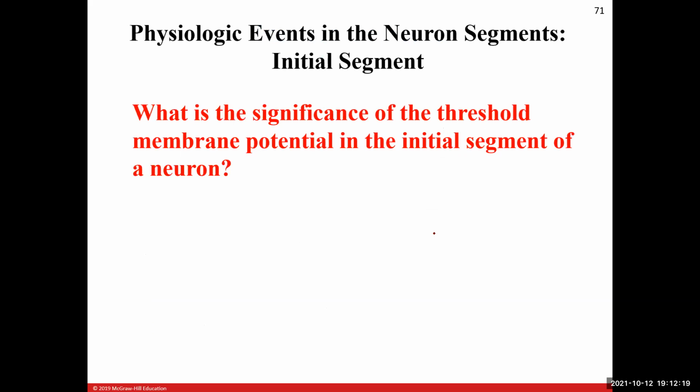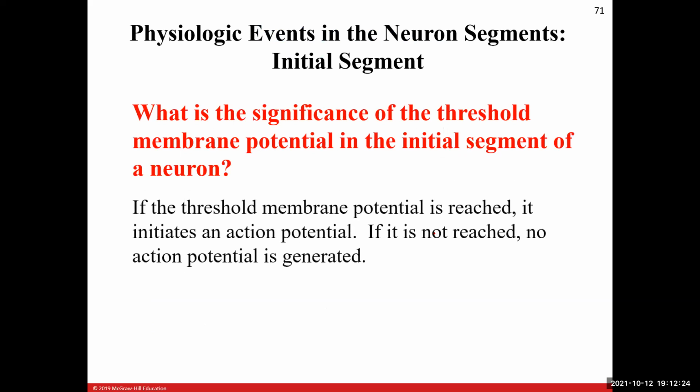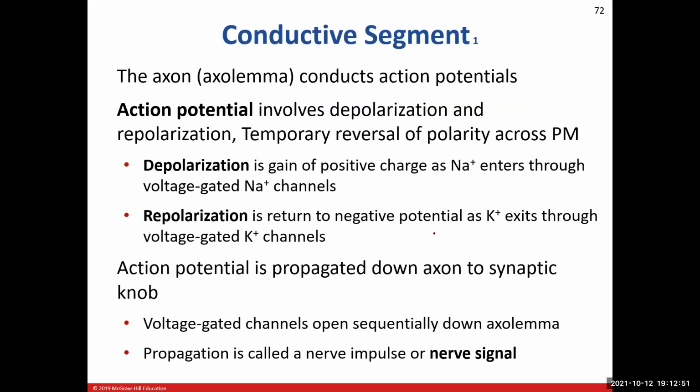What is the significance of the threshold membrane potential in the initial segment of the neuron? This just talks about what I just mentioned. Threshold value is when we initiate the action potential. Sub-threshold value is, hey, good try, you got close. No participation trophy or any type of trophy for you because you didn't generate the action potential. So you get nothing. It's all or nothing.